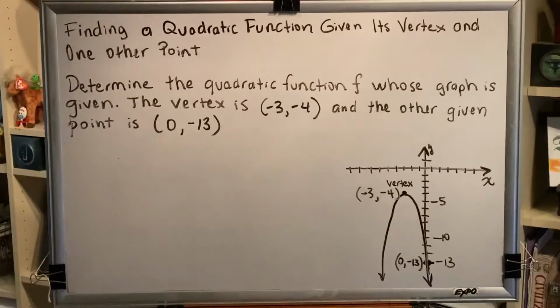The topic of this video is finding a quadratic function given its vertex and one other point. Let's solve this problem. Determine the quadratic function f whose graph is given. The vertex is -3, -4, and the other given point is 0, -13. Okay, let's go through the 4 steps together.